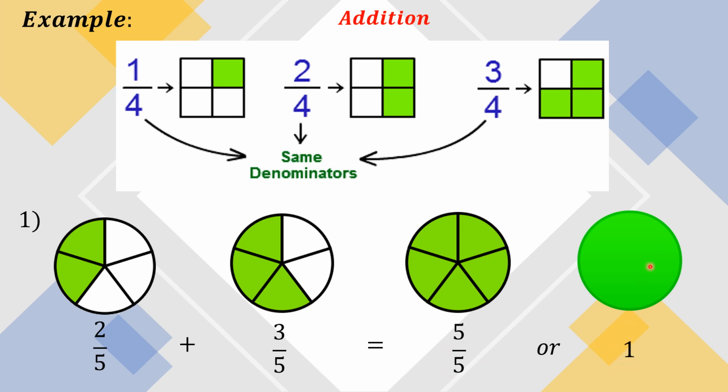As you can see, the picture is one whole already. There is no fractional parts because you simplify the number already. Let's go to the next example.